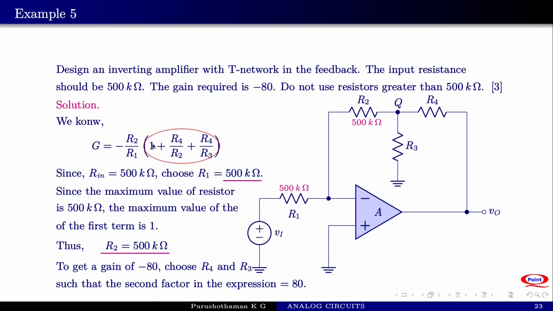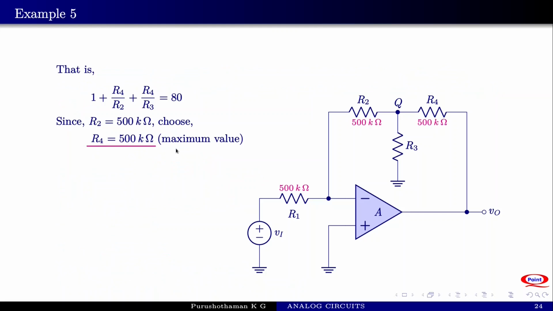This term is 1. So the gain is decided by these parameters. And we already know R2 is equal to 500 kilo ohms. So it is desirable to have this term more than 1 or at least 1. So the maximum value that R4 can take also is equal to 500 kilo ohms. It cannot be less than that. It cannot be greater than that, given the condition that resistance should not be greater than 500 kilo ohms. So by this argument, you choose R4 also equal to 500 kilo ohms.